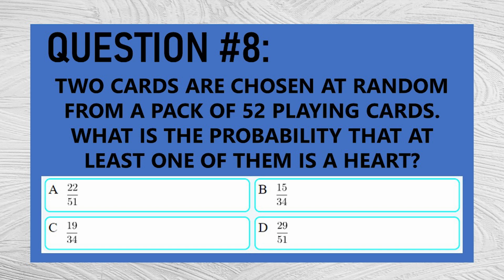Letter A, 22 over 51. Letter B, 15 over 34. Letter C, 19 over 34. Or letter D, 29 over 51.